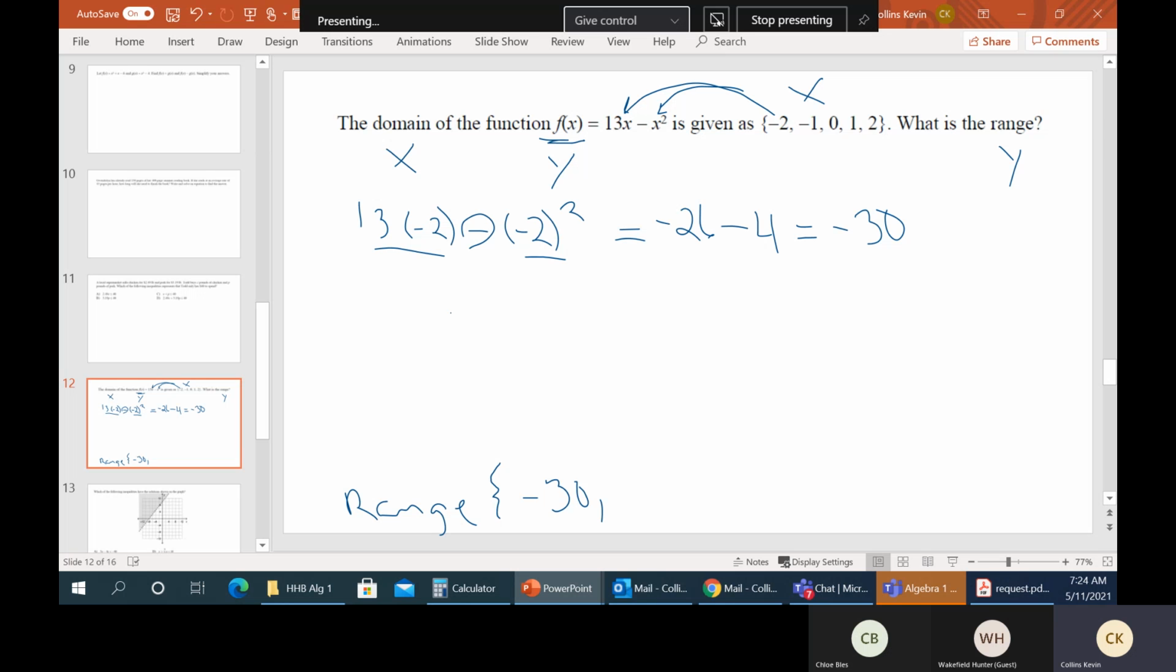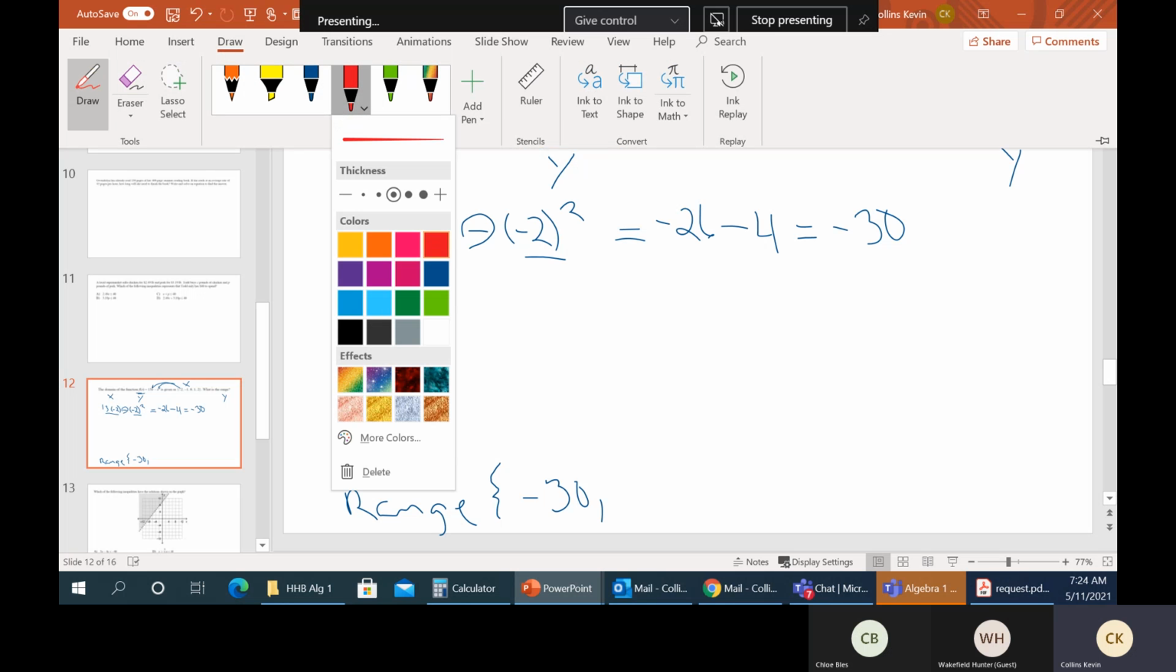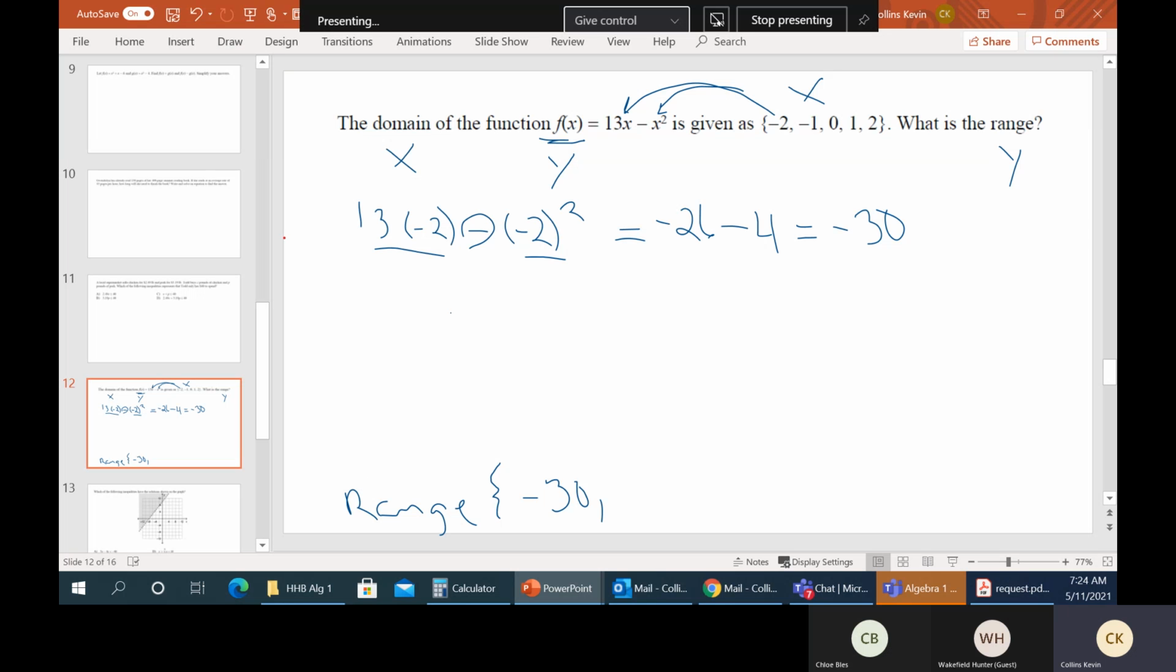All right, so next one, we're going to go ahead and plug in negative 1, right? It's just going to be the same thing. So we're going to have 13, and then times minus 1, and then minus 1 squared, right?